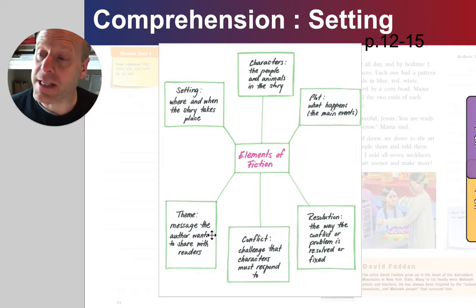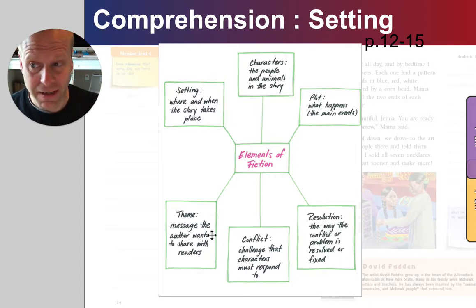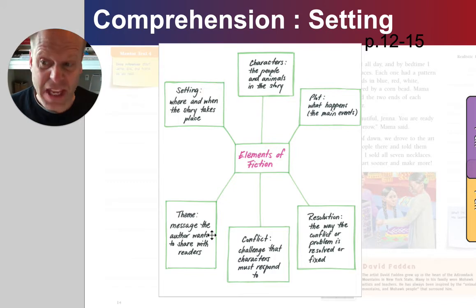The theme is maybe there's a lesson in the story, right? That's a theme or a lesson. Conflict is the exciting part of the plot, right? When two characters or there's a challenge that the characters have to overcome. And then the resolution is kind of the way the story is solved.